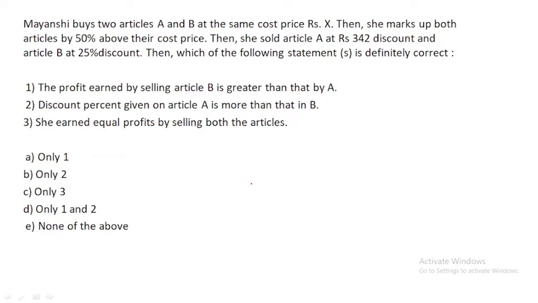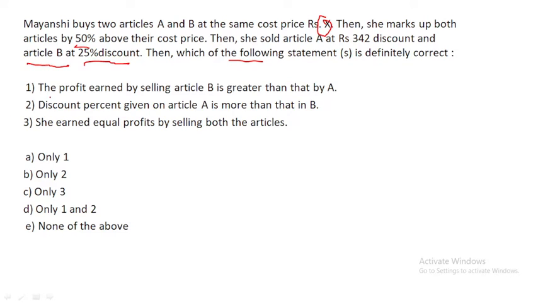So let's start with our first question. Mayanshi buys two articles A and B at the same cost price rupees X, right? Then she marks up both articles by 50% above their cost price. Then she sold A at rupees 342 discount, right? Article B at 25% discount. Then which of the following statements is definitely correct? So we have to find out which of the following statements is definitely correct on the basis of given data.